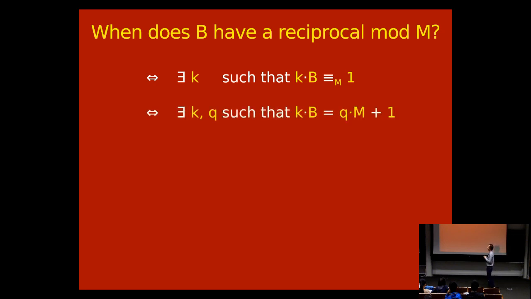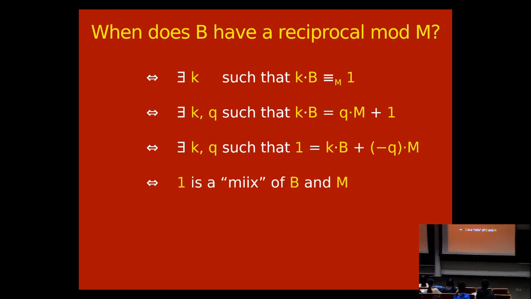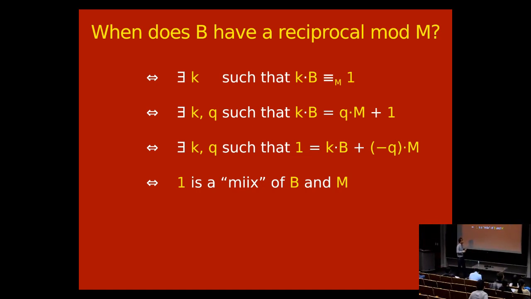OK, let's just expand this definition. If there exists a k and a number q such that kb is 1 more than a multiple of m, that's what it literally means. And let me just rearrange this equation. It's if there exists k and q such that 1 is k times b plus minus q times m. So q and minus q, it doesn't really matter. It happens if you can find 2 integers, you multiply 1 by b, 1 by m, you add them up and get 1. That's the same as saying that 1 is a mix of b and m. Okay, these are all if and only ifs, right? So that's it. b has a reciprocal mod m if 1 is a mix of b and m.